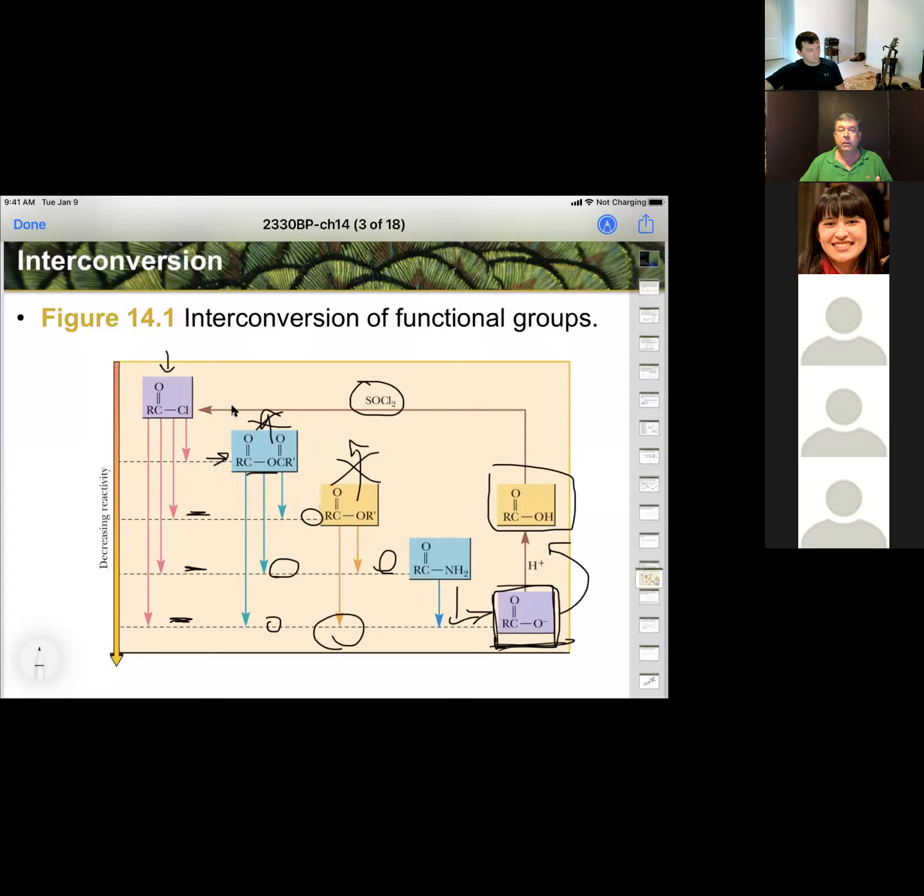What do we think about carboxylic acid derivatives? That chart is super helpful. Yeah, do you see the reactivity from top to bottom and conversion from top to bottom? So really, I think it sums up the entire chapter quite well.